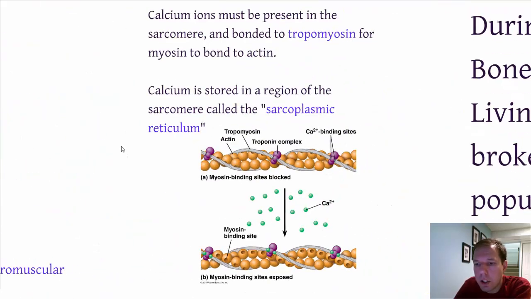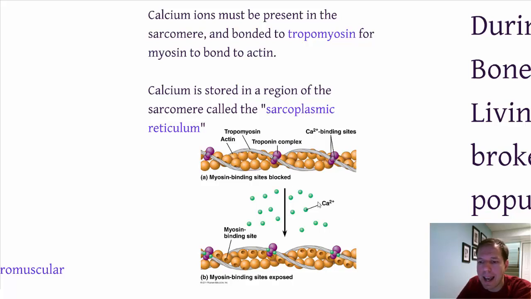Now, to take a look back at a different image showing the same thing, this is a slightly more realistic picture of what these protein complexes look like. Here is the actin filament, and the actin proteins are represented by the small spheres. Winding around that actin and covering up its active site is going to be tropomyosin. And the position of that tropomyosin thread is going to be controlled by troponin.